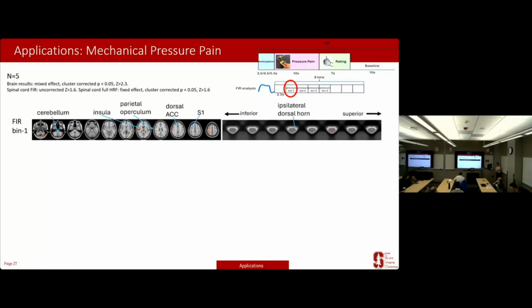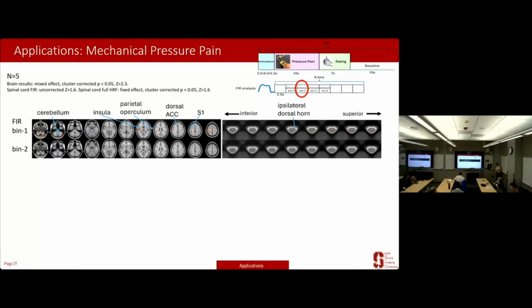What is nice is that, because pressure was applied on the left thumb, sensory activation is seen in the right sensory cortex and the left cerebellum. And spinal cord segment level C6 shows activation in the left dorsal horn.